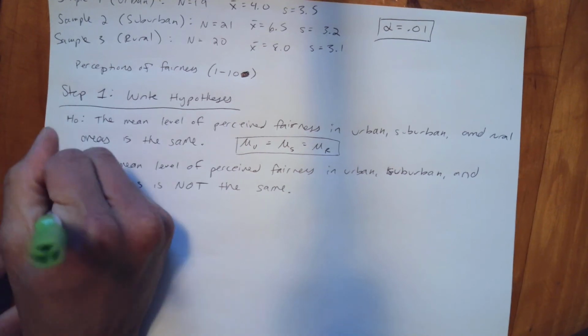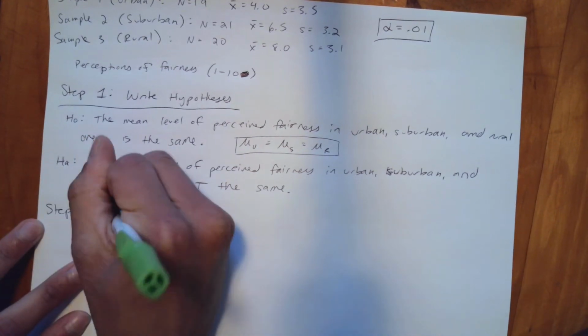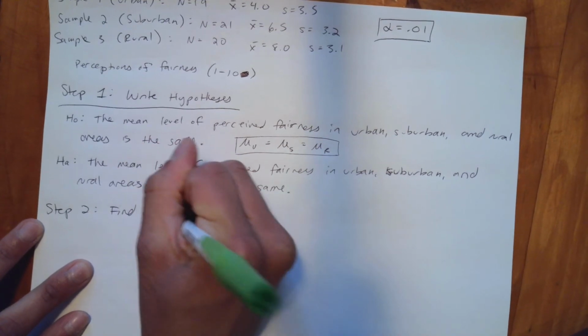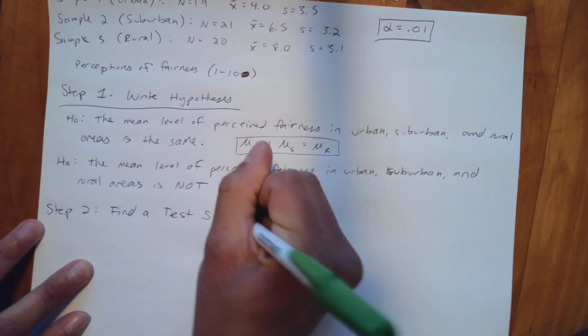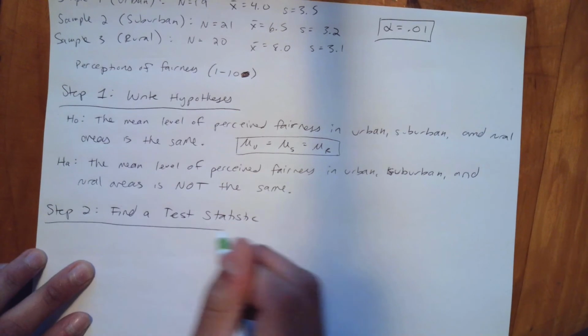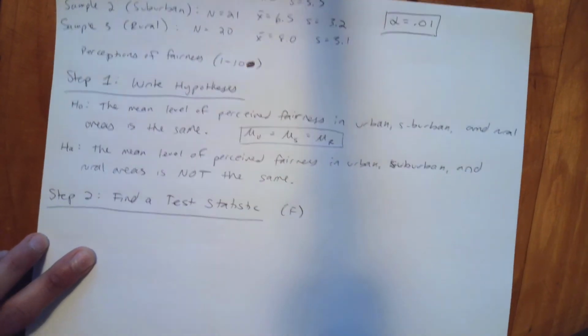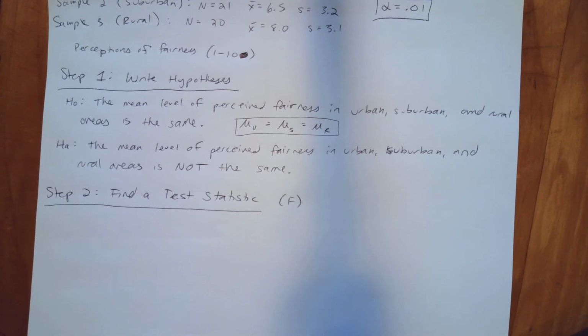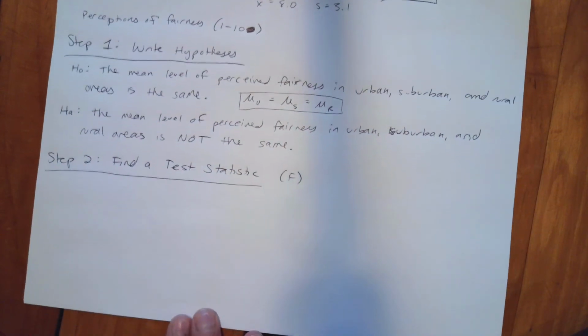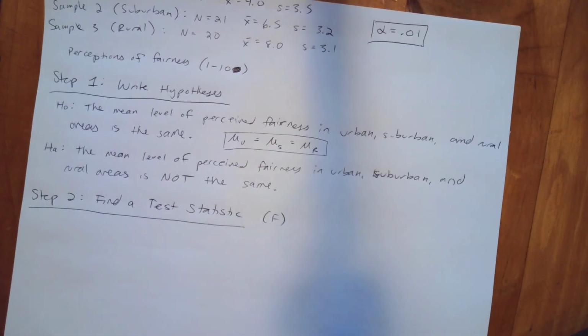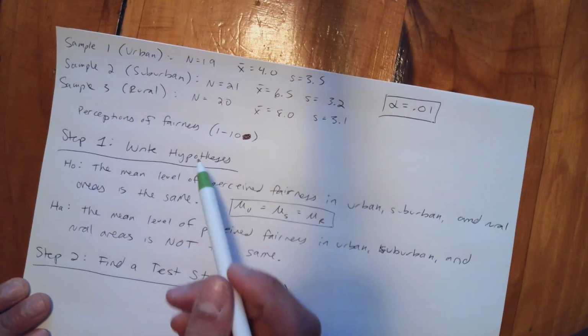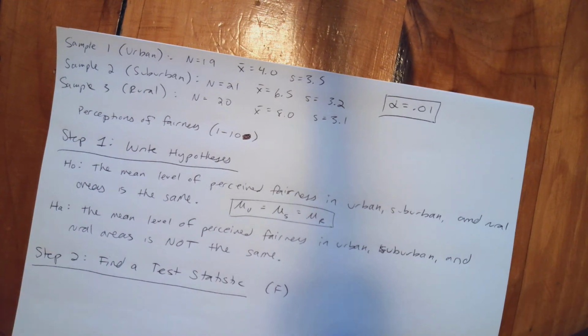All right, so step 2 is to find a test statistic. In this case, we're looking for F. And F is the test statistic, so it's a statistic that we'll calculate based on our samples, that will be able to plot on a sampling distribution, and that will give us information about how likely it is that our 3 samples here came from populations where the true mean level of perceived fairness is the same across all 3.